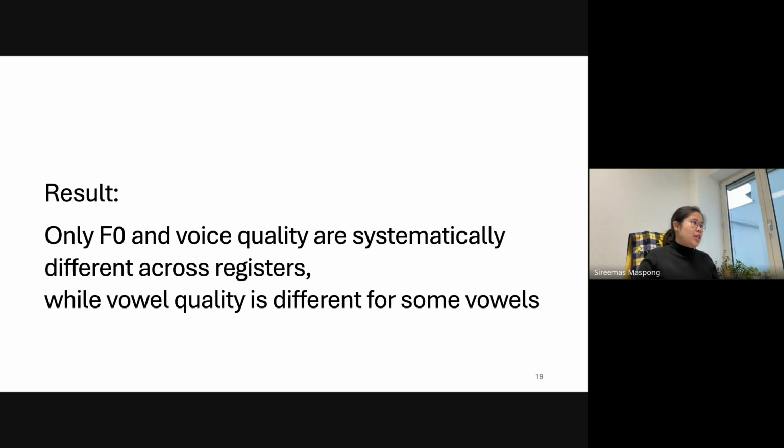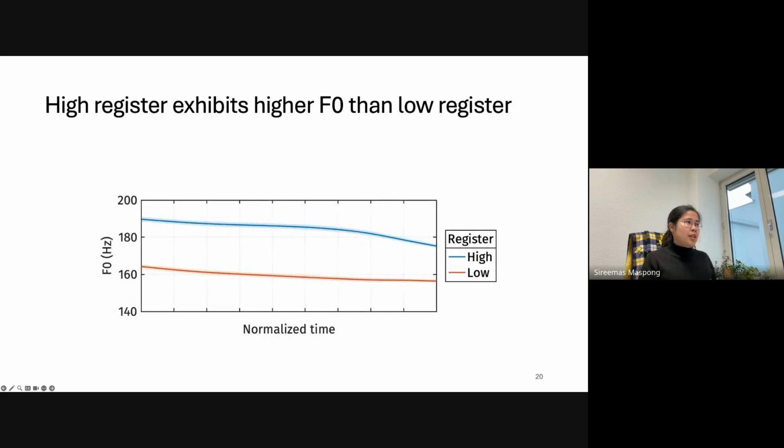Coming to the results, we found that only F0 and voice quality are systematically different across registers, while vowel quality is different for only some vowels. And here are some plots of what the trajectories look like. High register exhibits higher F0 than low register, as we would expect. In this plot, the blue line represents high register, having higher F0 compared to the orange line that represents the F0 trajectories of the low register.